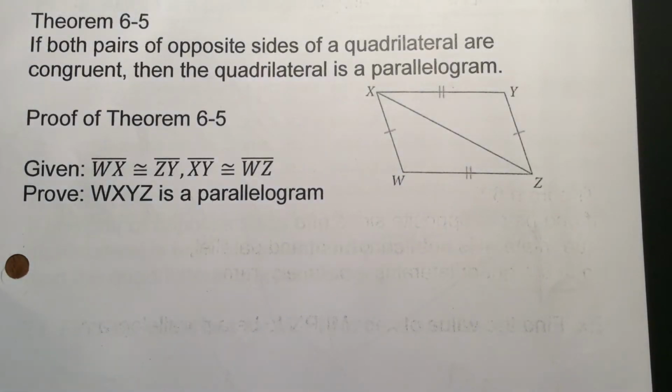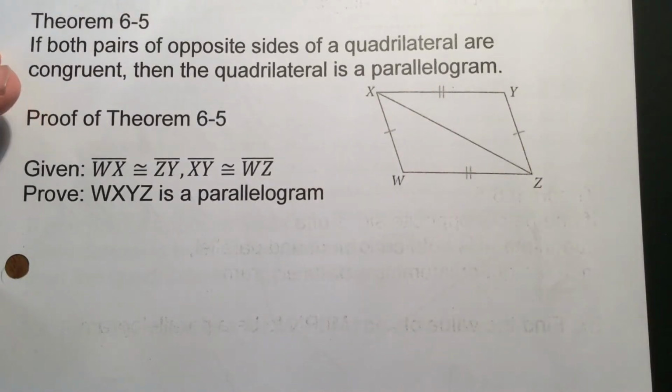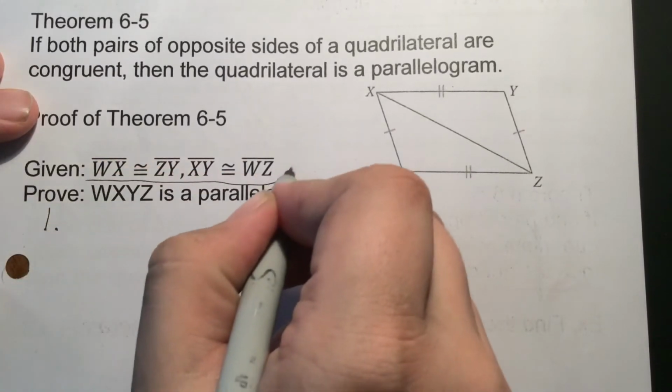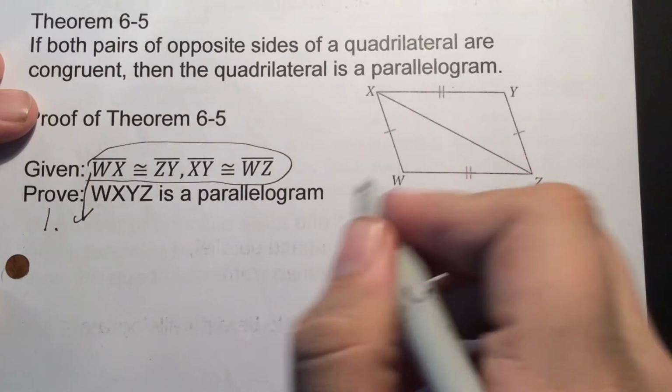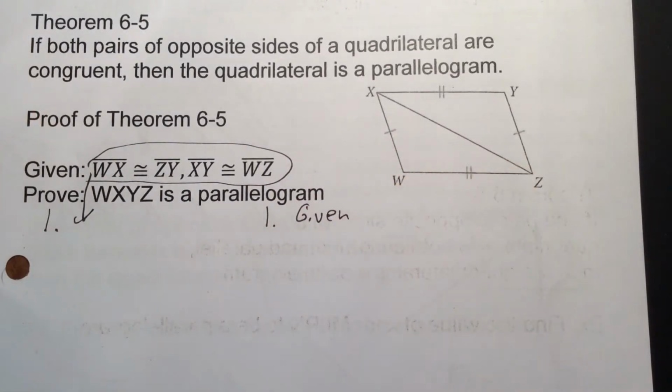So, in this case, we're given that WX and ZY are congruent, and XY and WZ are congruent. So opposite sides congruent. We're always starting with the given. Now in the notes, it's a paragraph proof. I will try to make this into a 2-column. So we're going to start with that.